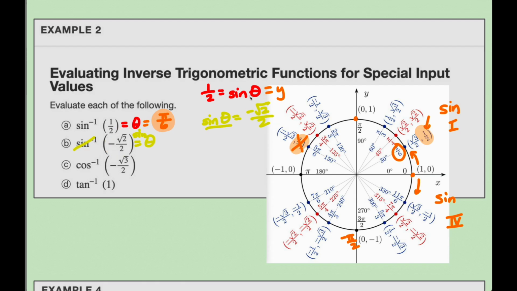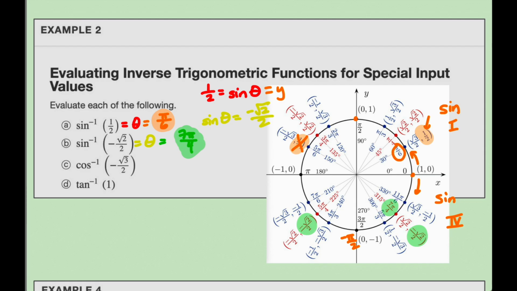Okay, now again, you have to remember the domain and range restrictions on this, because that's how we're going to answer this. So we have sine theta equals negative root 2 over 2. So we're looking for a y that's negative root 2 over 2 on the unit circle. Well, negative's down here, so we have 1 here and 1 here. Both of the y's are negative root 2 over 2. But again, you can only use quadrant 1 and quadrant 4 for the inverse sine. Therefore, you can only use this value over here, and it's going to be 7 pi over 4.